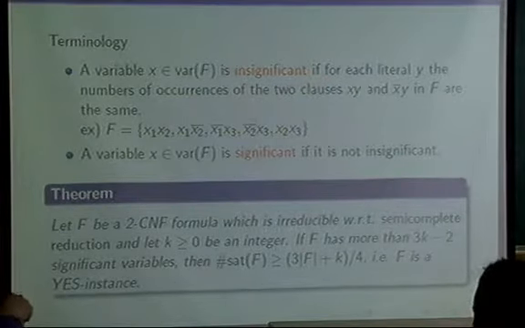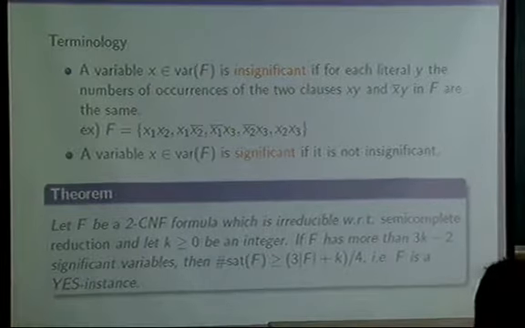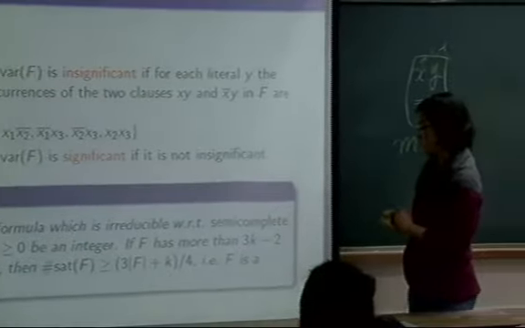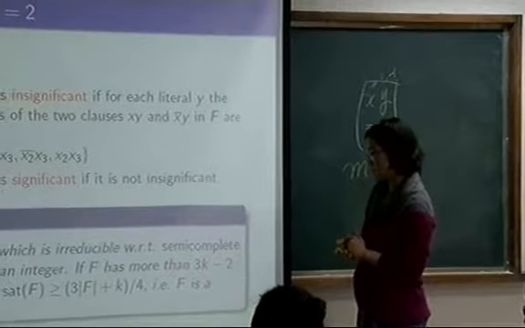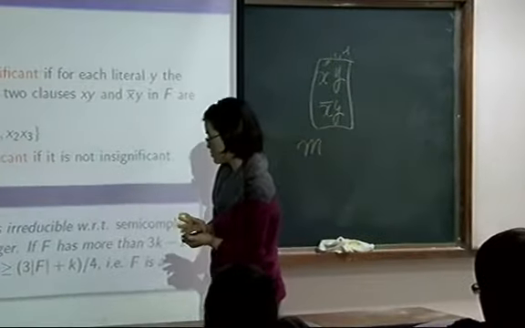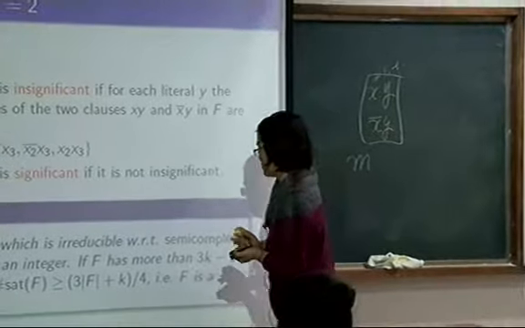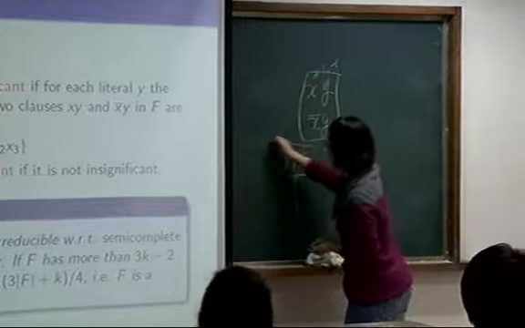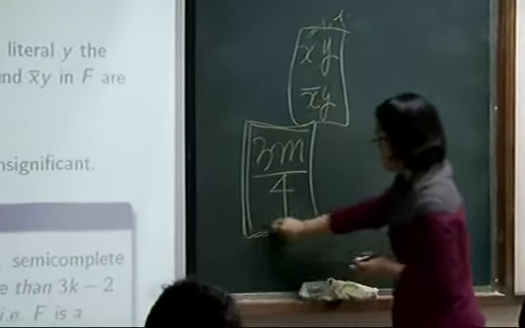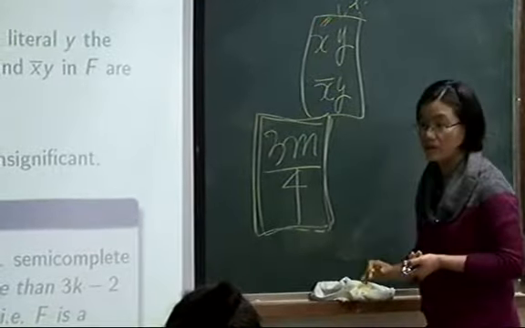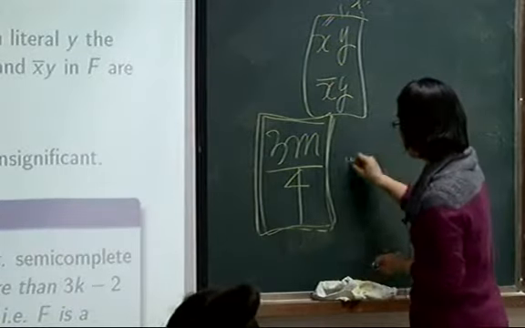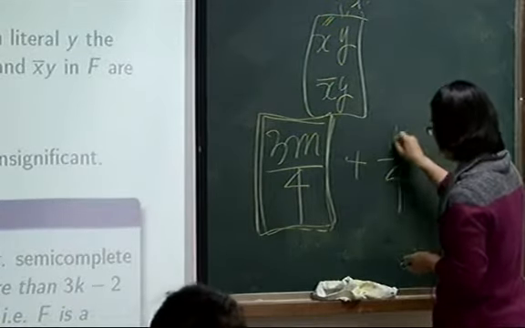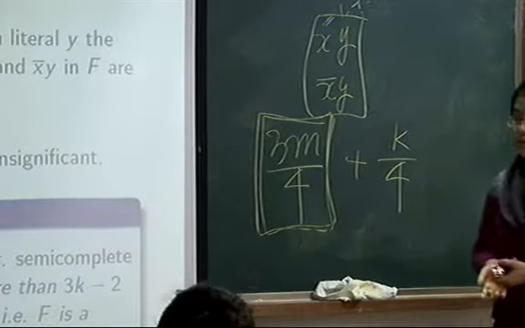So what does the size of F mean? The number of clauses, right? Yes, it's M, the number of clauses. And then you divide it by 4, and is it still bigger than K? So 3m plus 4 divided by 4. 3m over 4 is the average, the bound that a random assignment can satisfy. Ah, I see. And then we want to satisfy K over 4 extra. Yeah.